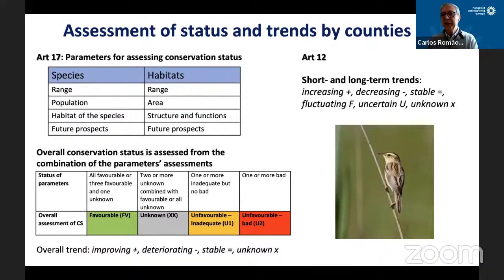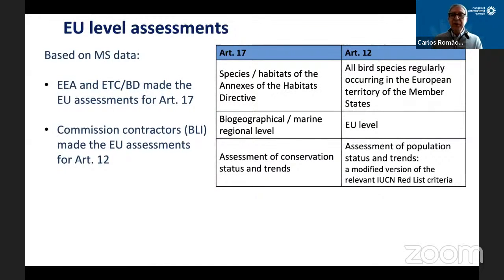For birds, as I said, there is no assessment of status by the countries, but there is an assessment of short and long-term trends for both breeding populations and wintering populations where relevant. So, this is the EU level assessment I mentioned before. It's made for the biogeographical region of the European Union, and this table summarizes what I've described in the previous slide.